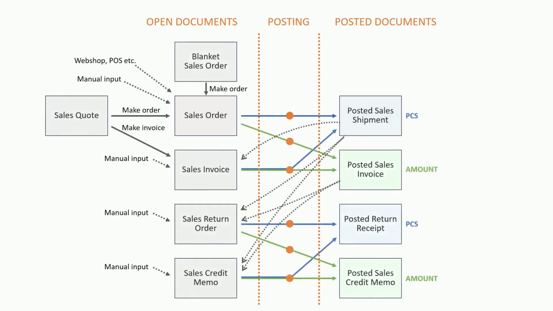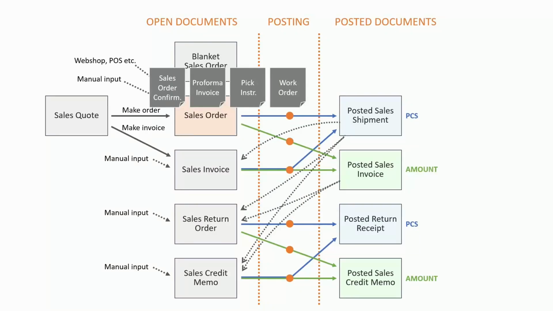So we have all the different open documents and all the posted documents. And from those documents, it's possible to print different printouts. Let's start with the sales order. We have the sales order confirmation that is normally sent to the customer after entering the order. And the sales order confirmation is just to, of course, confirm the order.